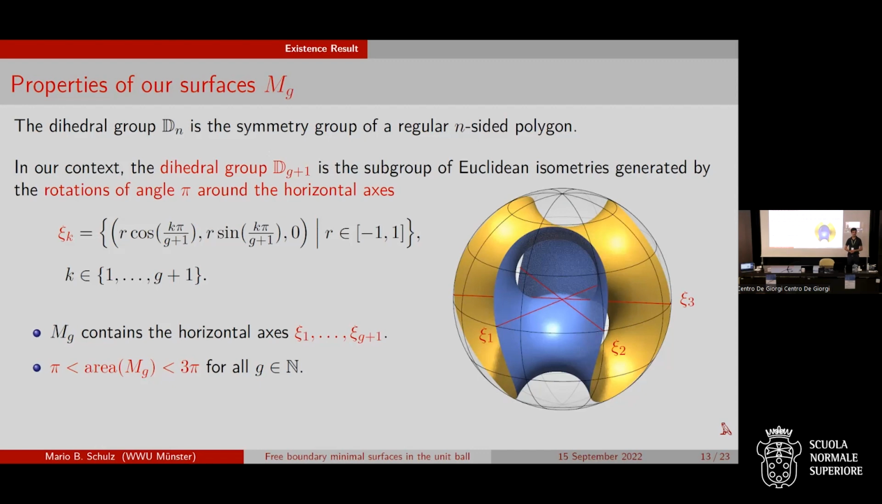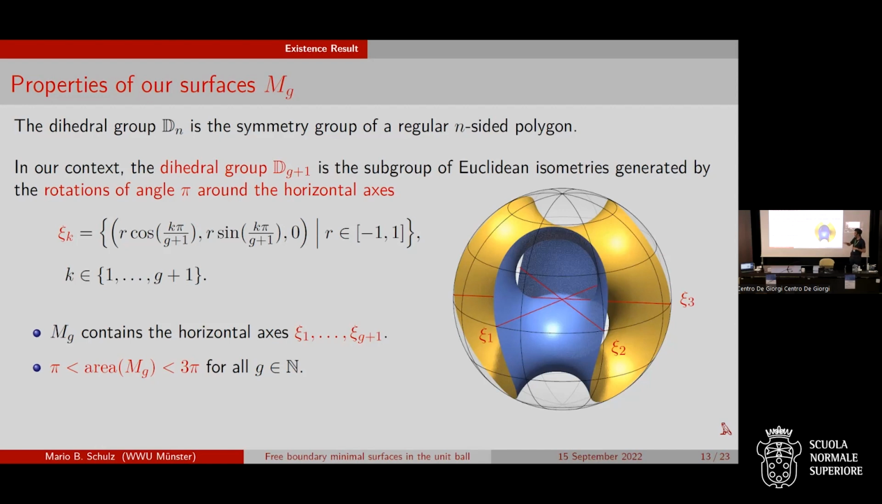Because usually the dihedral group is the symmetry group of a regular n-sided polygon. But here we are in the three-dimensional unit ball. So in this case, we interpret the dihedral group as the subgroup of Euclidean isometries generated by the rotations of angle 180 degrees around this horizontal axis. You can try to find this horizontal axis in the model and rotate by angle pi, and you would see the surface is invariant. That's the dihedral group. And by our very construction, it follows that this horizontal axis will actually be contained in the surface. You can see it in the model if you look closely.